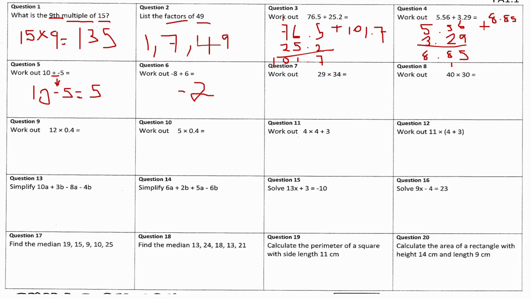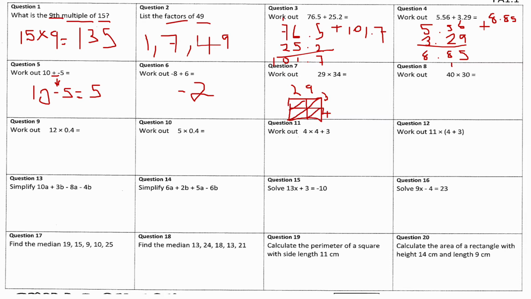This is question number 7, 29 times 34. Well, I'm going to try and use the lattice method to work this out because I find it quite useful. So I'm going to put a box here. Split this box into quarters. And then I'm going to draw a line down here, a diagonal there, and a diagonal there.